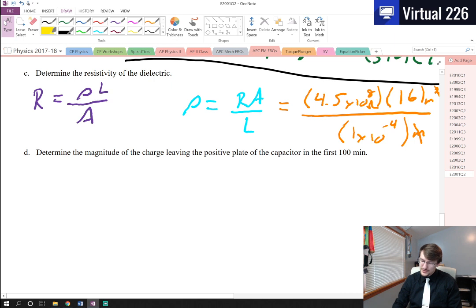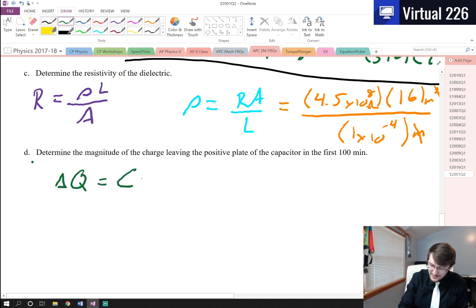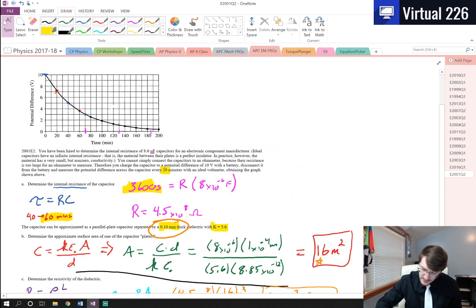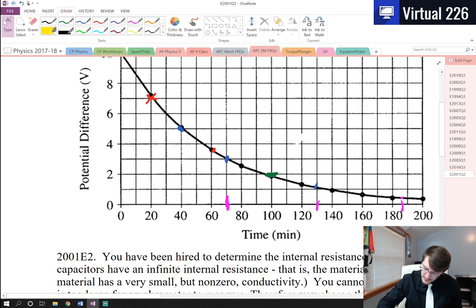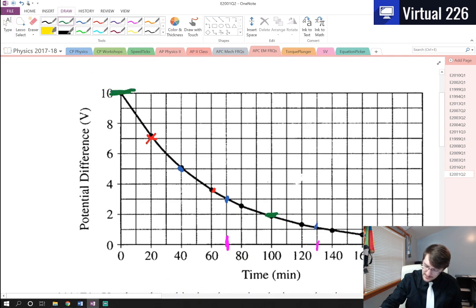Determine the magnitude of the charge leaving the positive plate of the capacitor in the first 100 minutes. Amount of charge leaving that plate. Well, like the problems before this, there are a few ways to do this one. What we can actually do here is say that the change in the charge is equal to the capacitance times the change in voltage. And in the first 100 minutes here, let's see, our voltage goes down to about 2 from a value of 10. So we can say here that our voltage difference is about 8 volts.